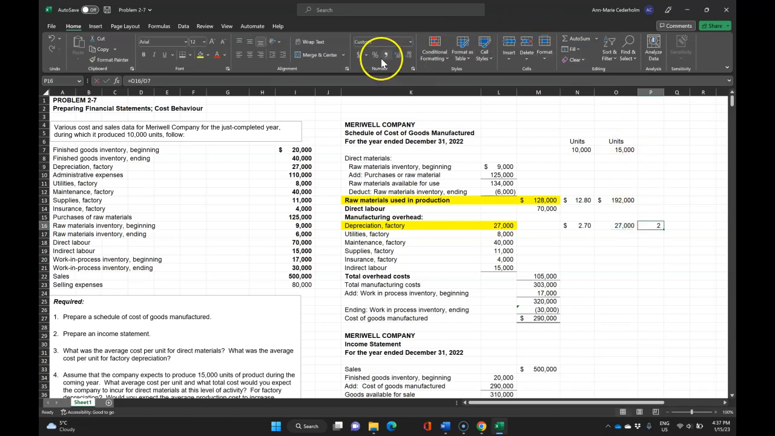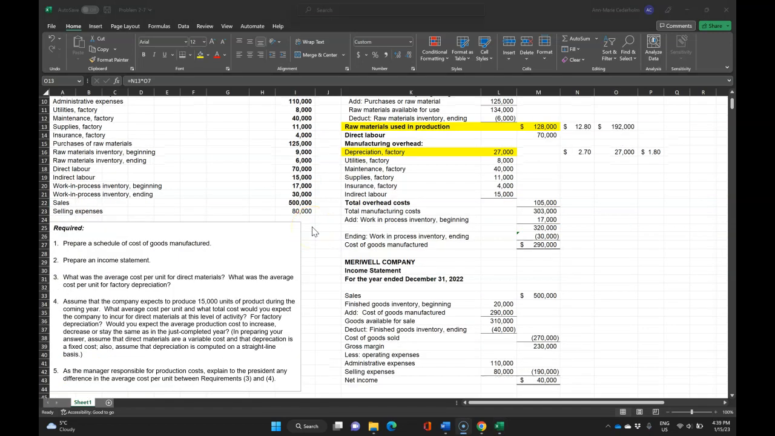So you'll see that on a per unit basis, fixed costs will change. But on a total basis, fixed costs stay the same. And then the opposite is for variable costs. Their unit cost will stay the same, but their total cost will increase or decrease based off the volume. So that's just the difference between a variable cost and a fixed cost.